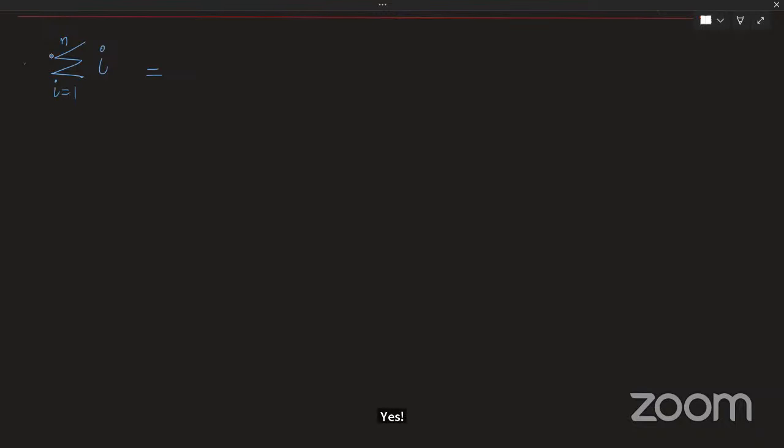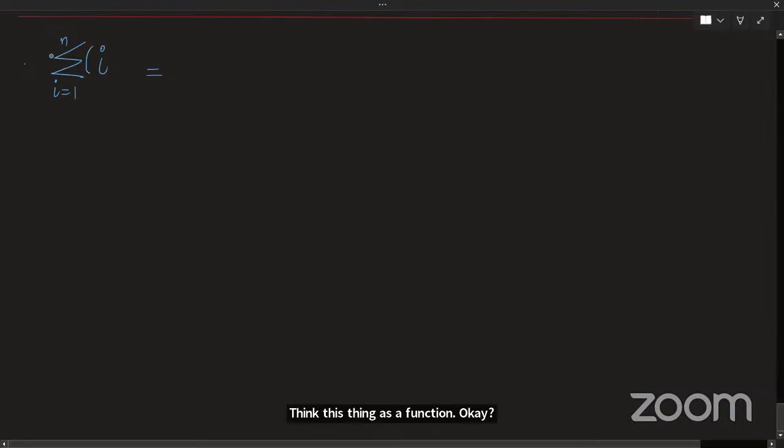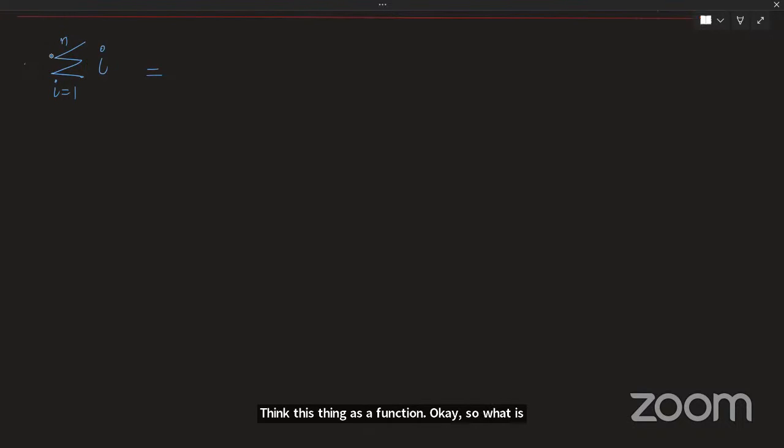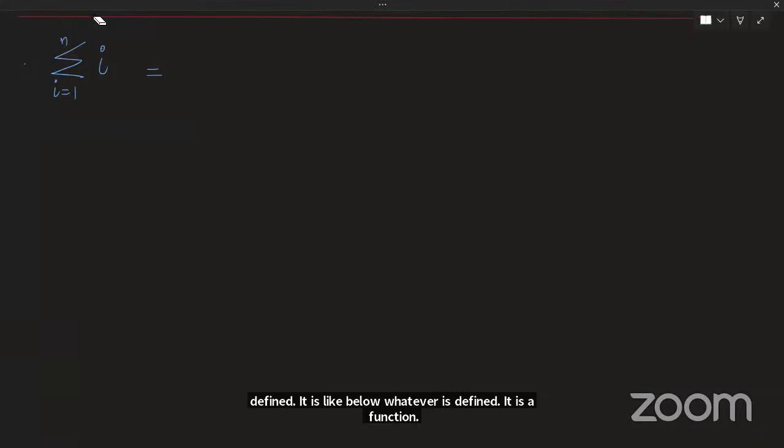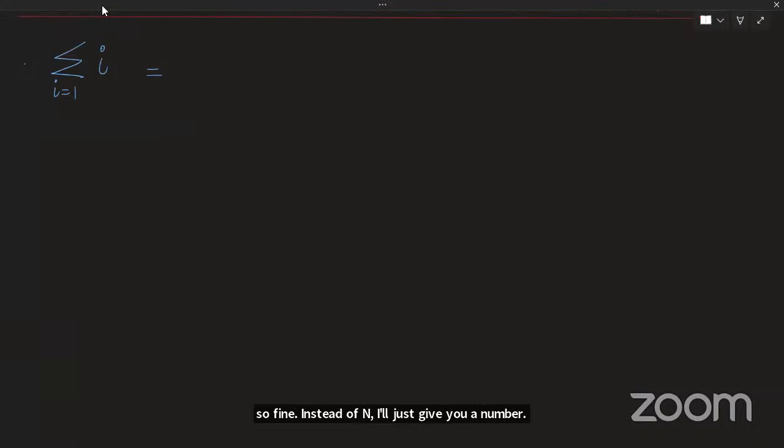See, just think of this thing as a function. Whatever is defined below is a function. Instead of n, I'll just give you a number. So it is 1, 2, let me take it 100.